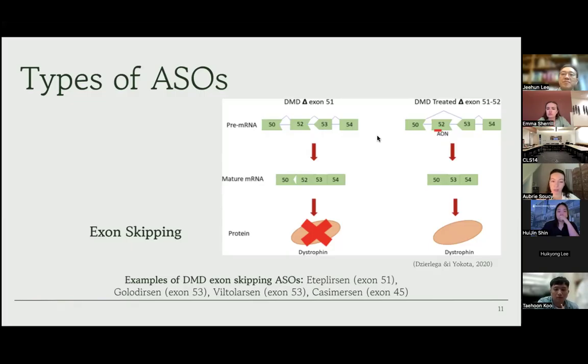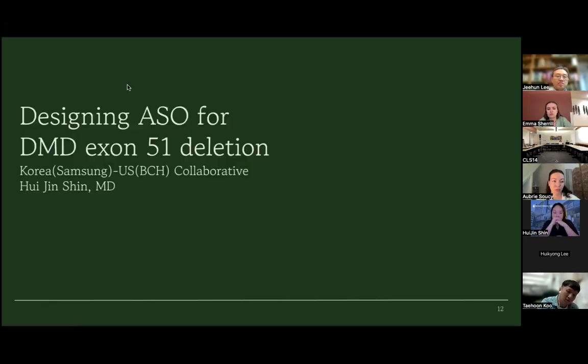So it's still an improvement sometimes to have one exon skipped rather than having a loss of function mutation in the middle of the gene. So there are actually a few examples of these for DMD that are already in clinical trials. There's one for exon 51, two for exon 53, and one for exon 45. For our patient, we're focusing on exon 50. So we have a patient who has a deletion of exon 51.